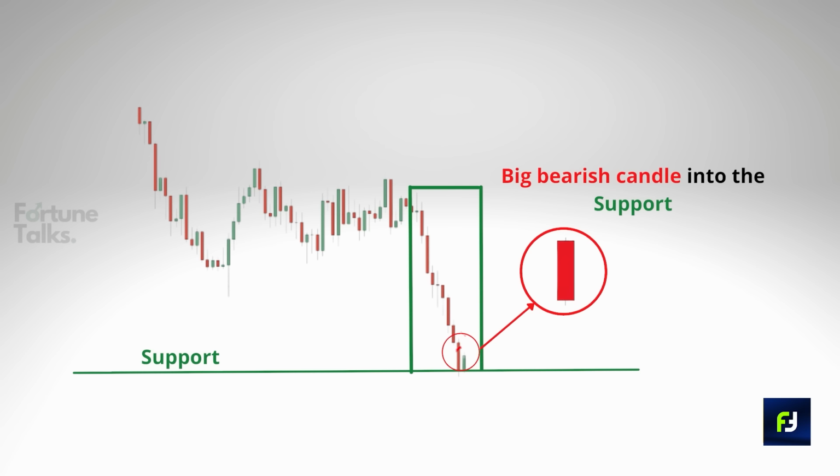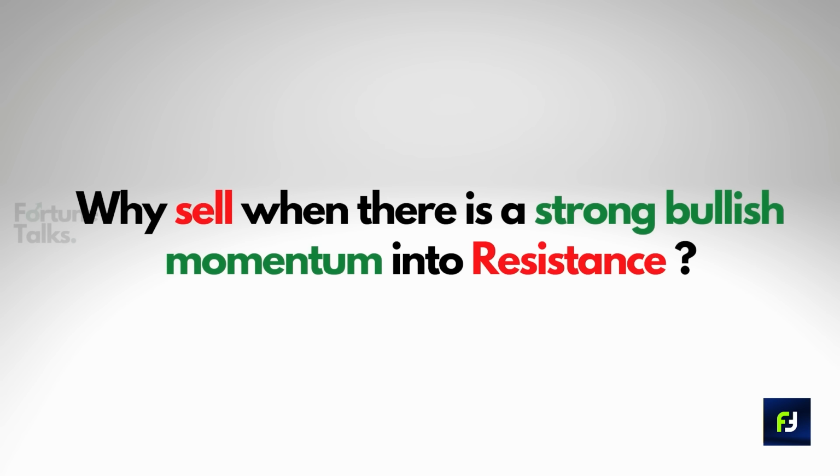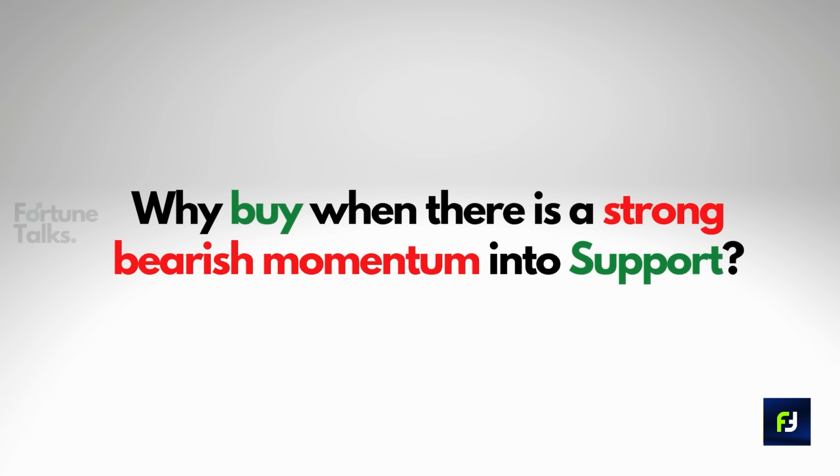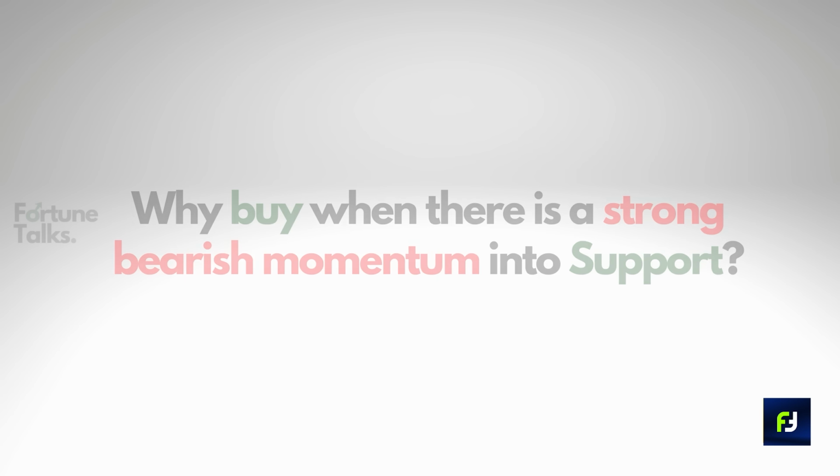Now this is what I mean by a power move or a momentum move. I know this sounds counterintuitive as to why one should trade a reversal when there is a strong momentum move. So you can ask me, why do you want to sell when there is such a strong bullish momentum into the resistance? And also, why do you want to buy when there is such a strong bearish momentum into the support level? Right now, don't worry because as we move on, we will find clarity as to why I am talking about this.